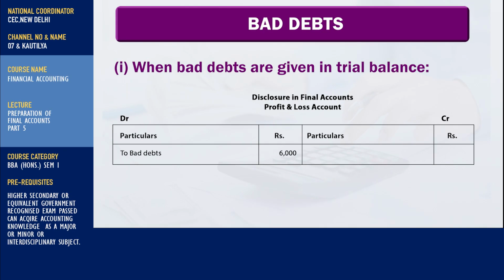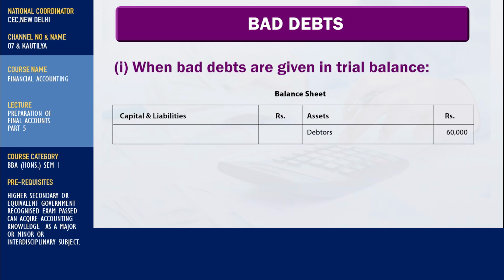Now friends, disclosure in the final accounts: bad debts is our loss, it is our expense, to be shown on the debit side of the profit and loss account. And 6,000 rupees is straightway given in the trial balance, so no second effect is to be given in the balance sheet. And in the balance sheet, the net amount of debtors will be shown as 60,000 rupees, no question of deduction of bad debts because bad debt is already disclosed in the trial balance.